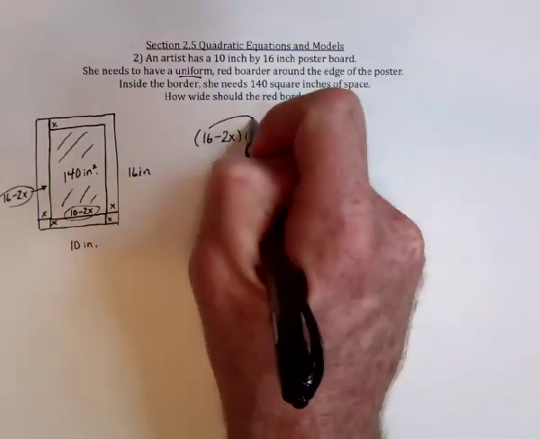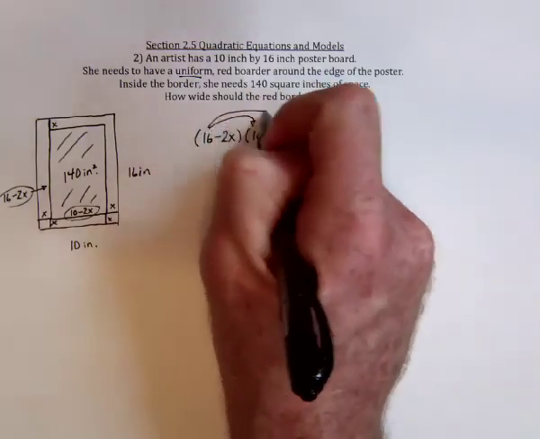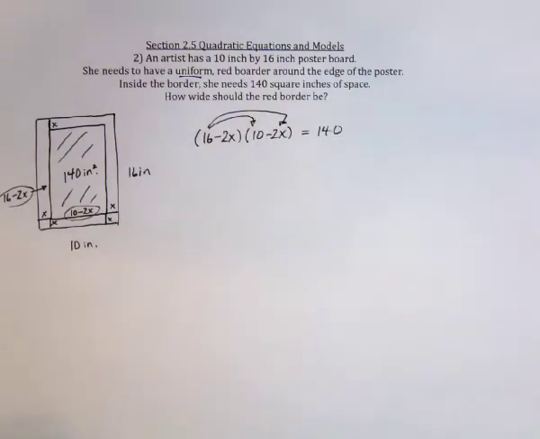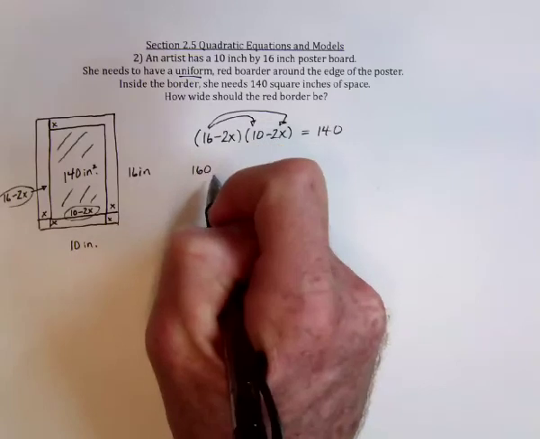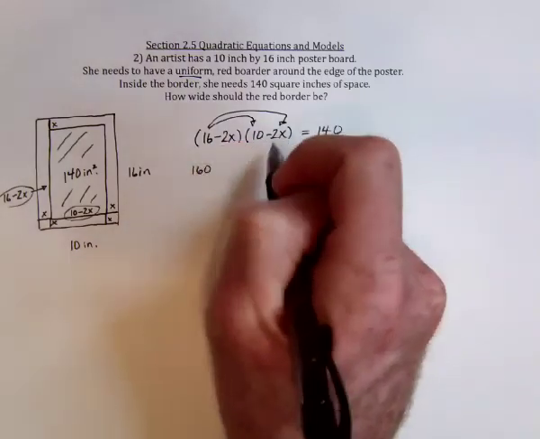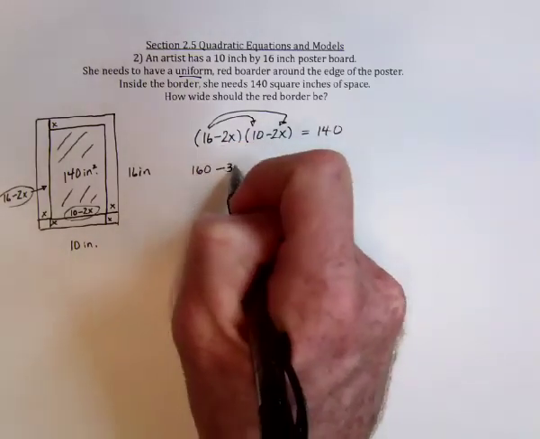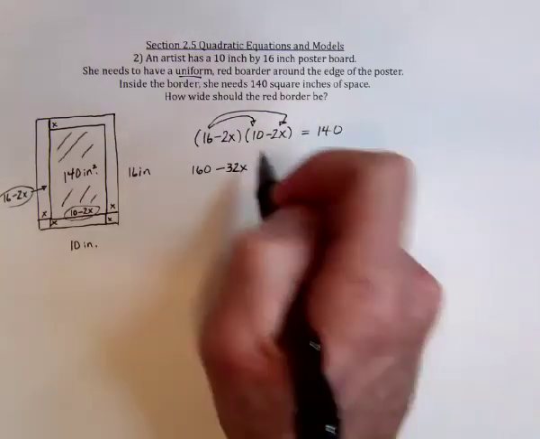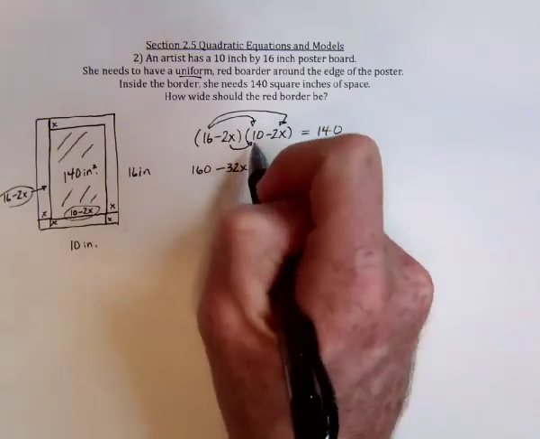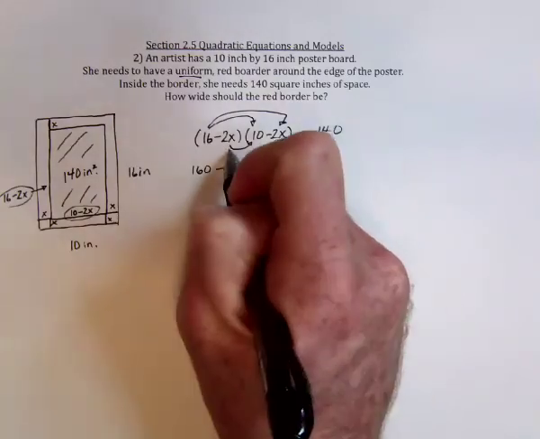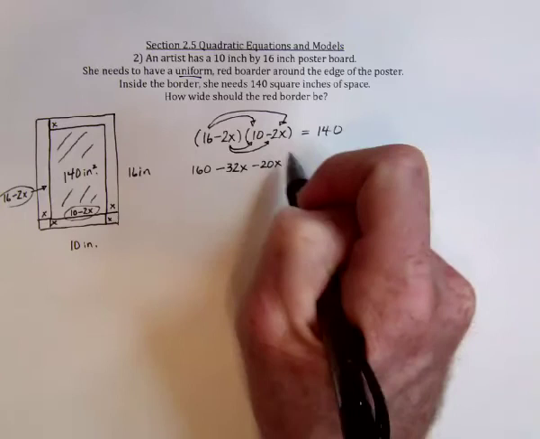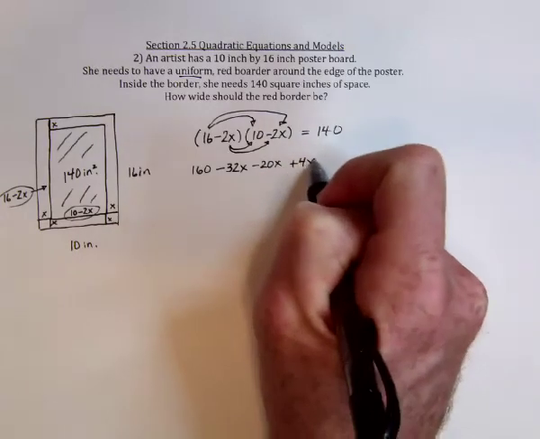And now use the distributive property, or FOIL. Distribute the 16, there's going to be 160, and then 16 times negative 2x is negative 32x. Likewise, distribute the negative 2x, there's going to be negative 20x. And last, there is a positive 4x squared.